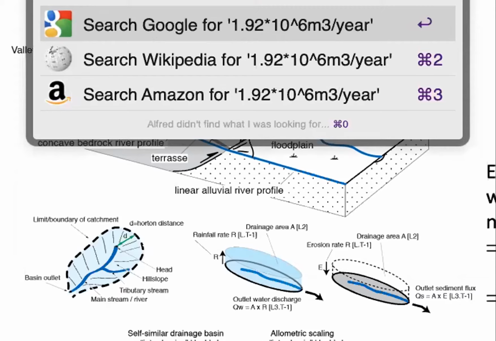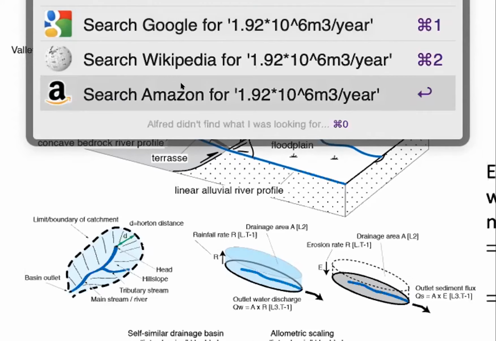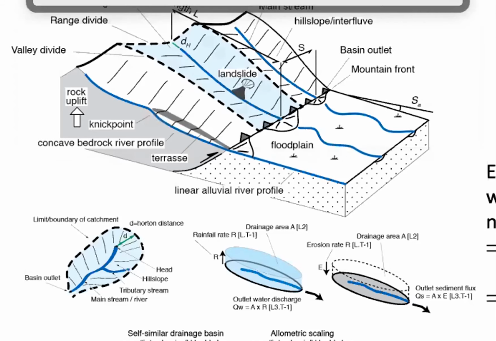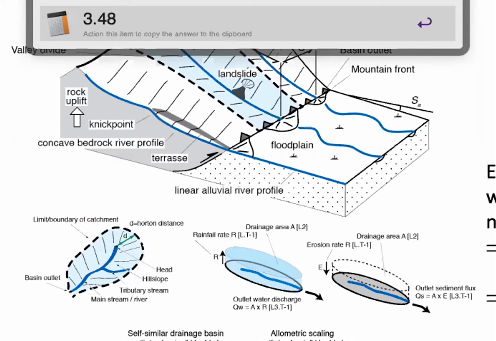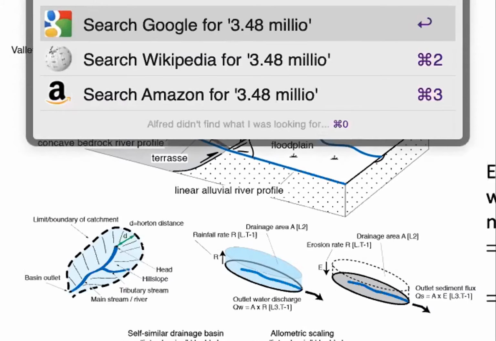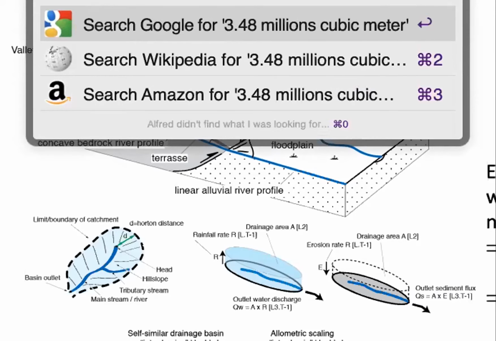And why did we take 0.32? I don't know. Let's take the highest number, 3.48 million cubic meters per year. Okay, with that, how much time do you need to fill Lake Geneva?